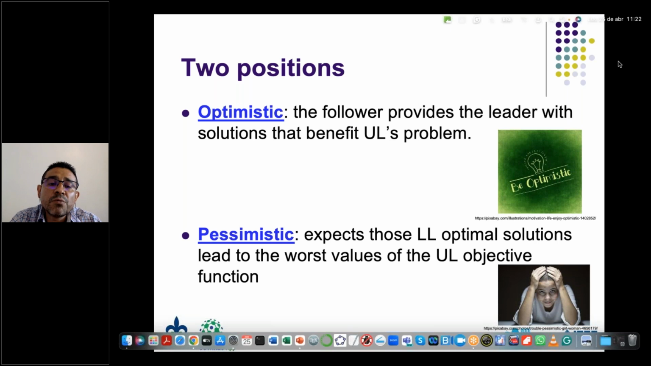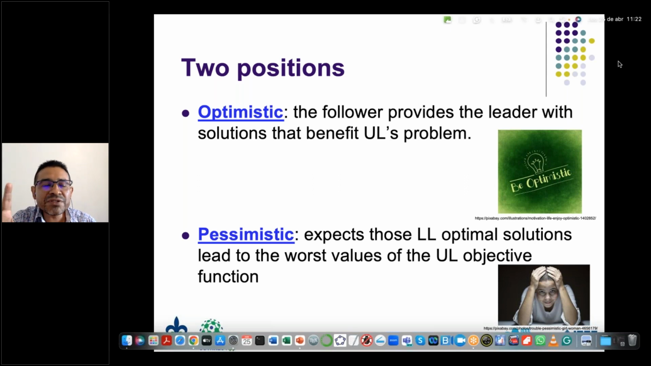There are two positions when we are solving a bilevel optimization problem, whether single objective, multi-objective, or semi-vectorial. It's the same: we have the optimistic position and the pessimistic position. In the optimistic position, we assume that the follower, the nested problem, tries to provide the best solution to the upper level to help the upper level problem find very good solutions. It's like a cooperation. But we also have the pessimistic position, which expects that the lower level is trying to provide the worst value to the upper level, I mean, to make life difficult for the upper level problem to find good solutions.